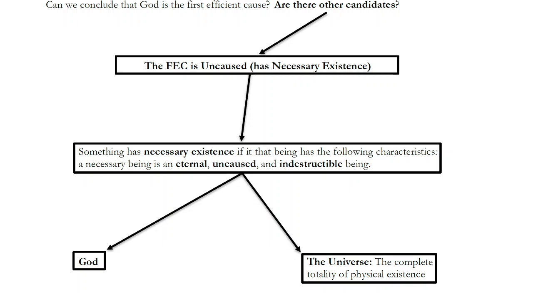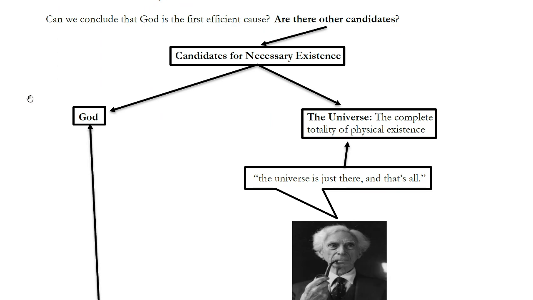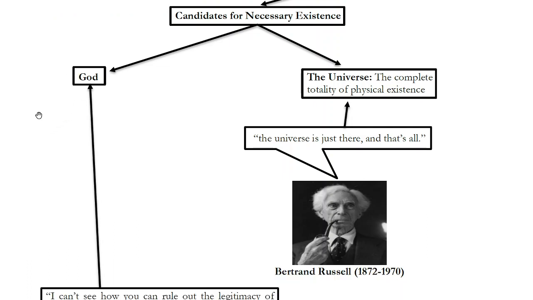And in fact, this very issue came up in a very famous debate on the existence of God between two philosophers. One we talked about previously in the first week of this course, Bertrand Russell. And he was having a debate on the existence of God with Frederick Copleston. And this exact point came up, right? Why think that God has to be the necessary being instead of the universe? And here's what Russell very famously said, look, here's my answer. The universe is just there and that's all.